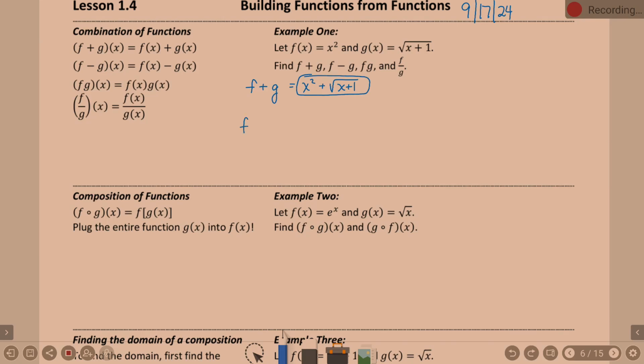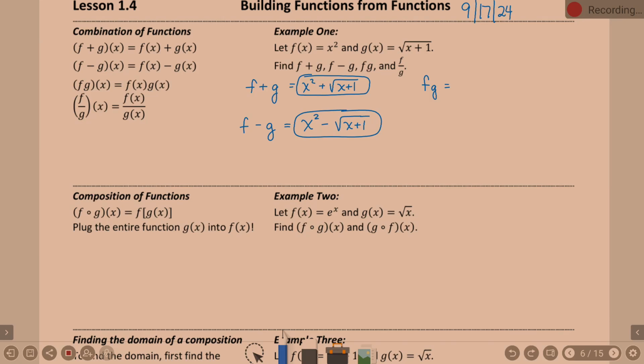What about f minus g? x squared minus the square root of x plus 1. Can we clean that up at all? No. If I get a chance, I'm trying to remember, I know there's possibly some cleanup in the homework problems, but I'm not remembering exactly what it was. The idea is just realizing you can do this.